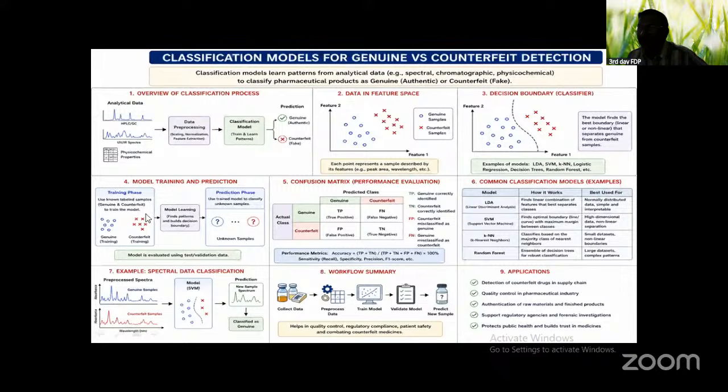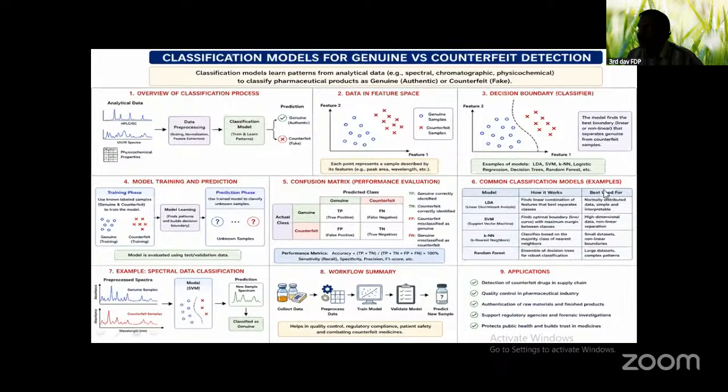Then by using the model training and prediction, we are able to predict whether the given unknown sample is genuine or counterfeit. The model is evaluated using the test or validation data. Then we are able to predict whether the given sample is genuine or counterfeit. By using this type of calculation by confusion matrix, we can calculate the accuracy as well as sensitivity, specificity, precision, and the other scores required from the respective data set.